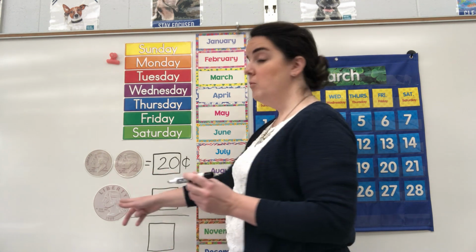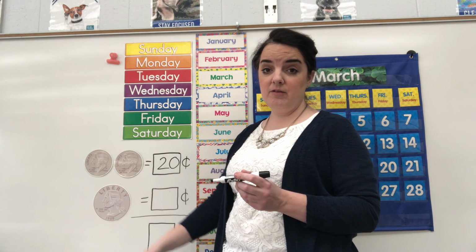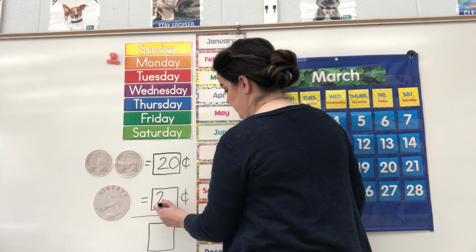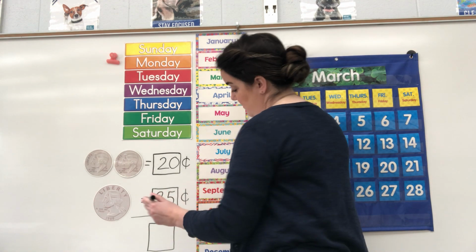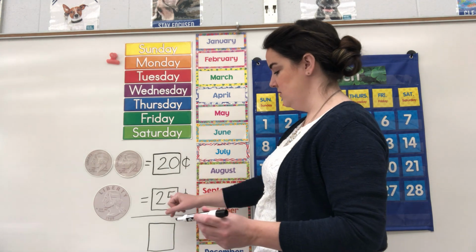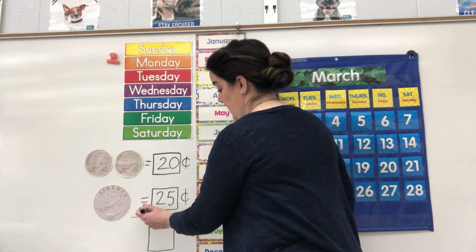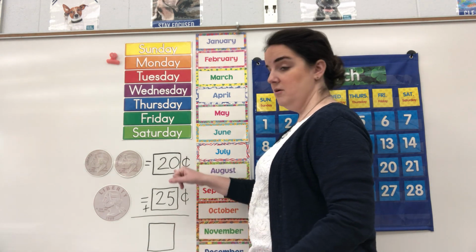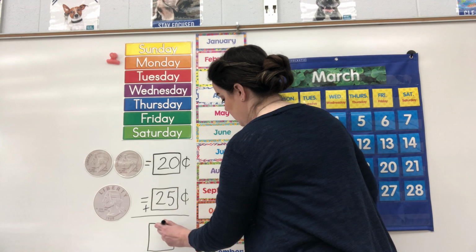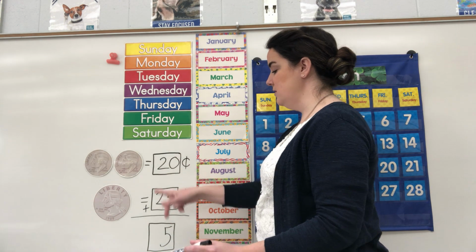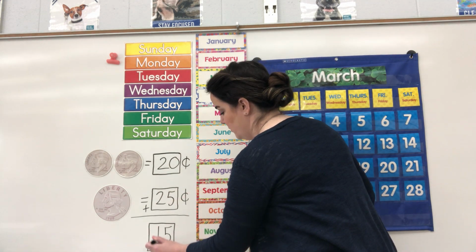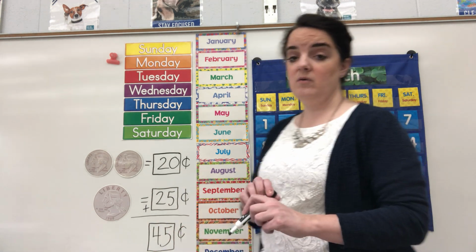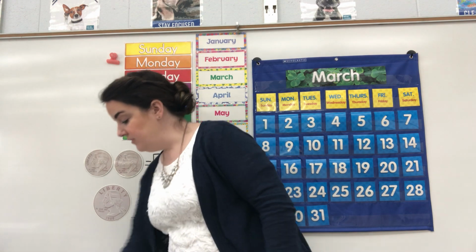And then I have 1 quarter. How much is a quarter worth? 25 cents. That's correct. So I'm going to write 25. Now I'm going to take 20 and 25 and add them together. So we'll start on the right side. 0 plus 5 is 5. And then 2 plus 2 is 4. So my answer is 45 cents. And then let's look at the bottom section.